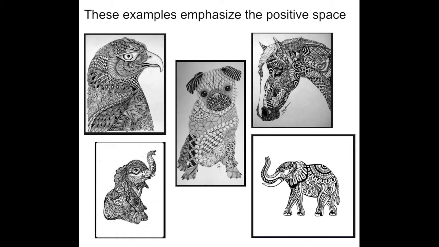What do we mean by positive space? Well, think of the animal or the subject as being the positive space. It is the solid object, and you will be filling it in, not solid, but with patterns of Zentangles. The negative space would be the surrounding white area.